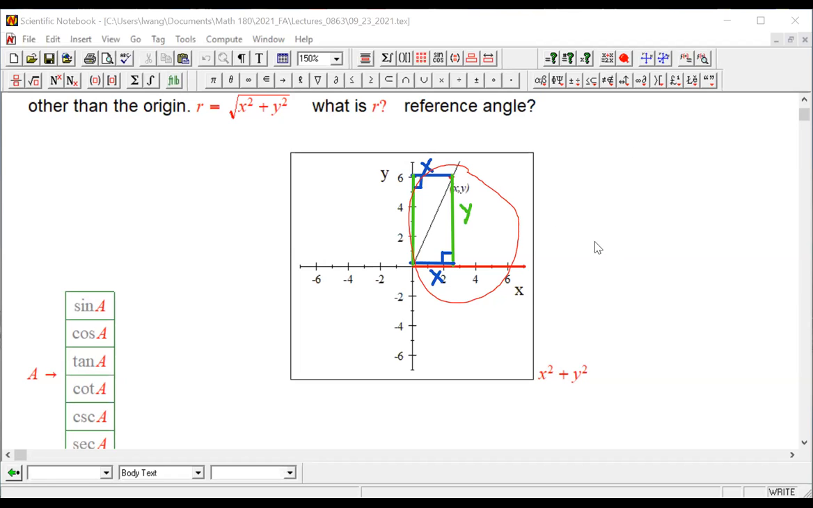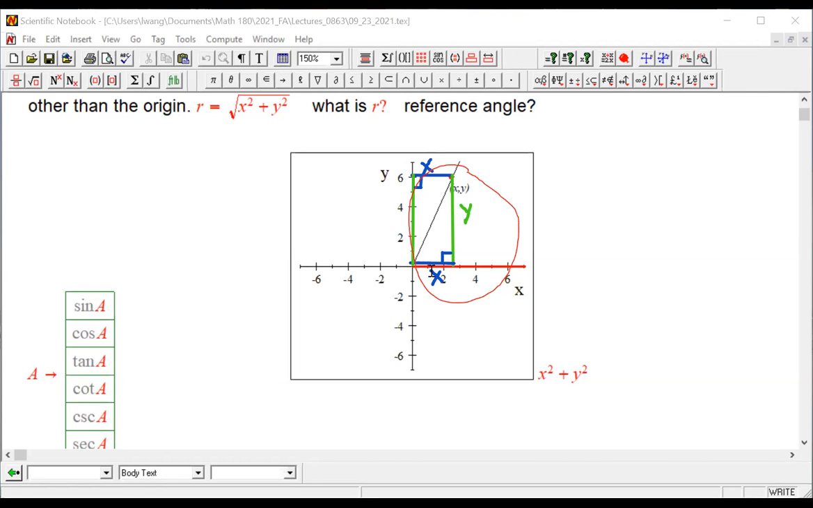Have you guys learned something called the Pythagorean Theorem? What does the Pythagorean theorem say? The sum of squares of the legs of the right triangle is the same as the square of the hypotenuse.